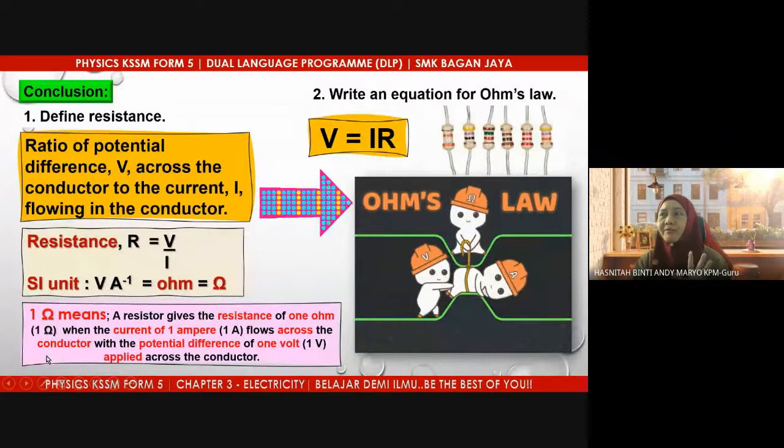Okay, who has never seen a resistor? If you remember, this is how a fixed resistor looks like. Did you learn about fixed resistors before, in lower form?